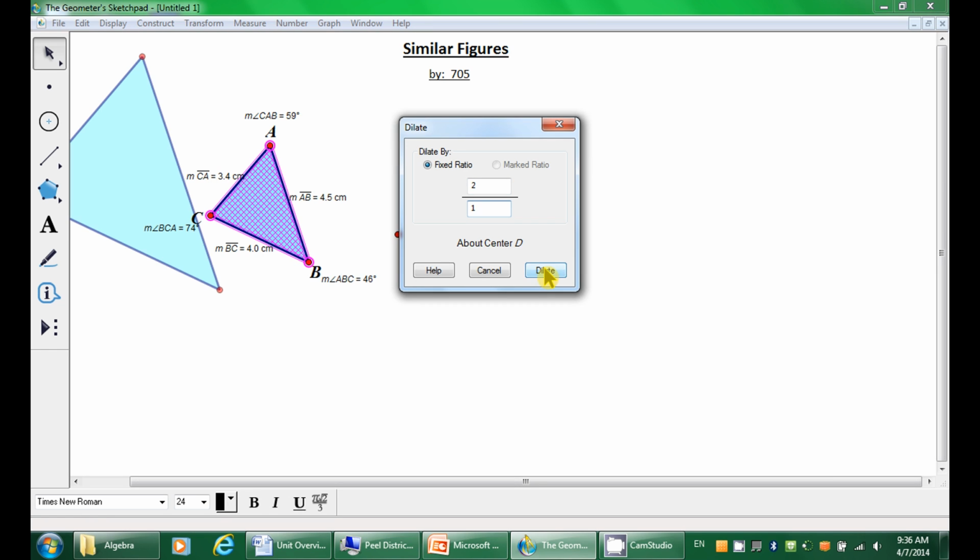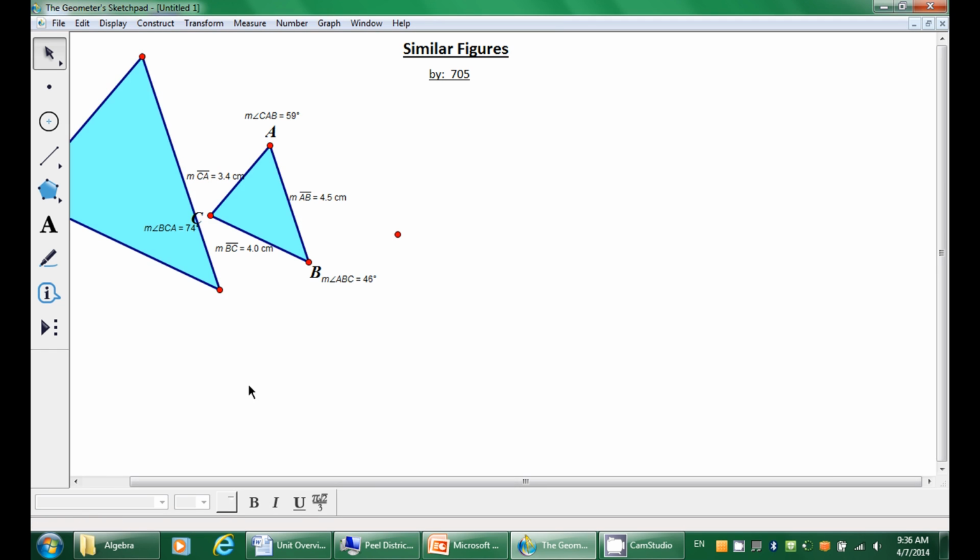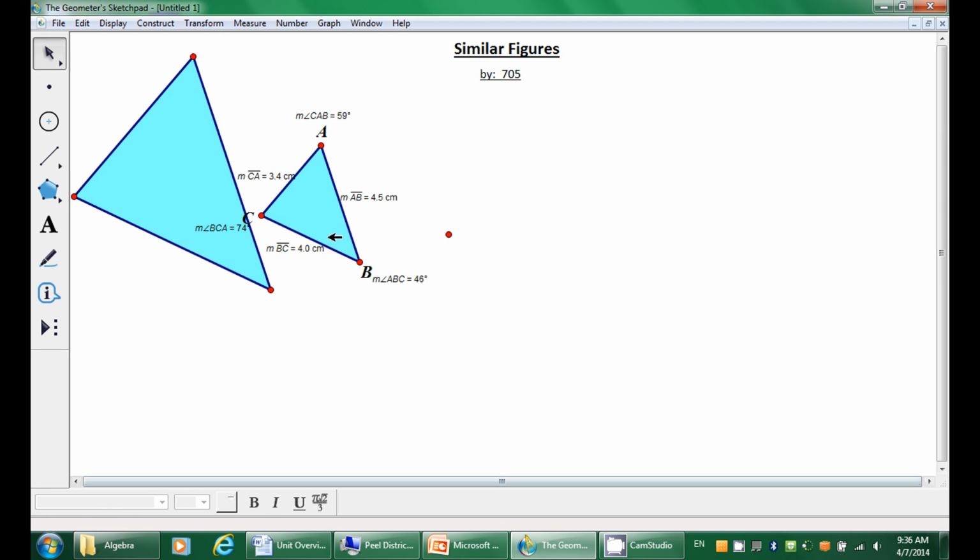Alright, let's click Dilate. So what you'll see now is a copy of your original triangle, but now it has been enlarged by a scale factor of 2. Okay? So what I want you to do is measure the angles first. We're going to go in the same order that I measured the angles on my original triangle. So I'm going to go to this endpoint, this vertex, and this endpoint, and measure angle. And some interesting things happen.